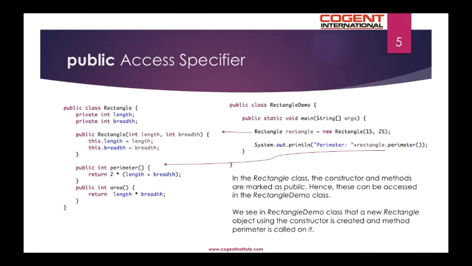Here's a program to illustrate the use of the public access specifier. In the rectangle class, the constructor and the methods are marked as public. Hence, these can be accessed in the rectangle demo class. We see in the rectangle demo class that a new rectangle object is created using the constructor and the method is called on it.